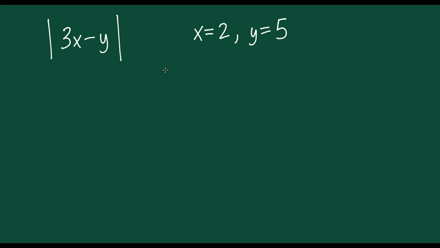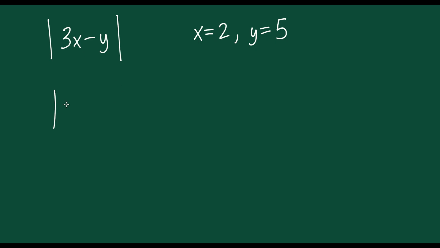If you saw this absolute value expression, 3x minus y, how could you evaluate this? So if x is 2 and y is 5, let's plug these two numbers into this expression here.